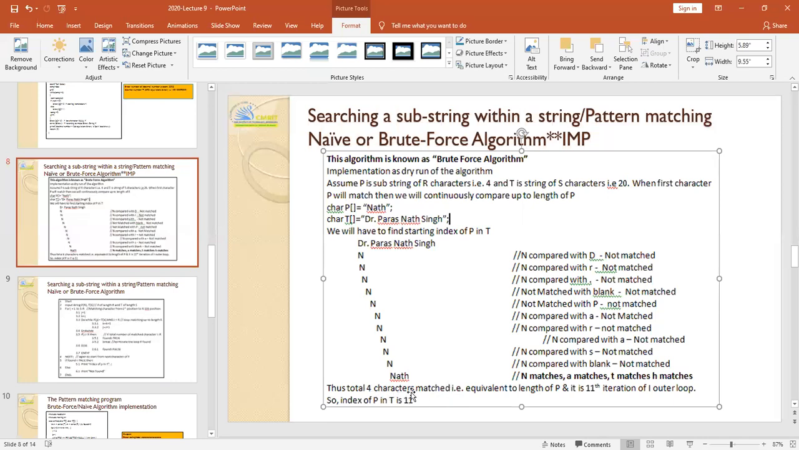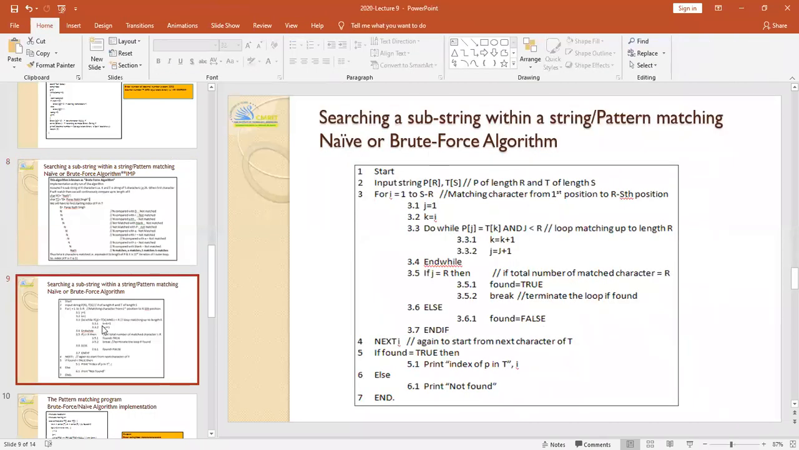Understood? So a total of 4 characters are matched, which is equal to the length of P. In which iteration? Comparing 1, 2, 3, 4, like that, it is in the 11th iteration of I. So the index of P in T is 11. At which index is it starting? It is starting at the 11th index. Now come to the particular algorithm, where you have to see when you match and when you do not match. This is the algorithm we have taken.